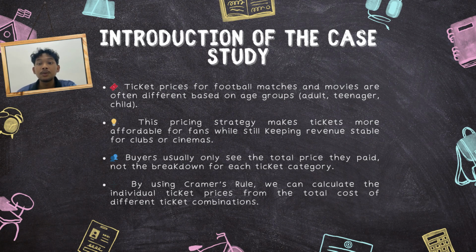So, how do we find out the exact individual prices? That's where maths comes in. In this case study, we will show how we can use Cramer's rule to easily calculate the price of each ticket type just by using the total cost from different ticket combinations. Let's check out how it works.